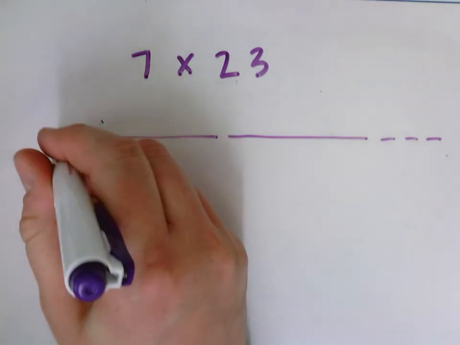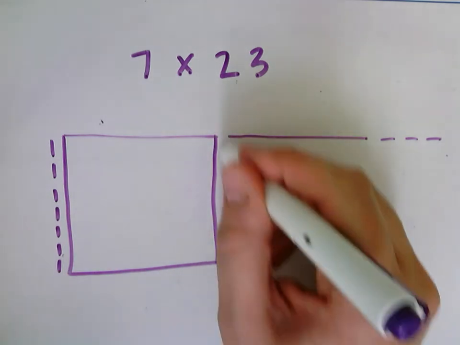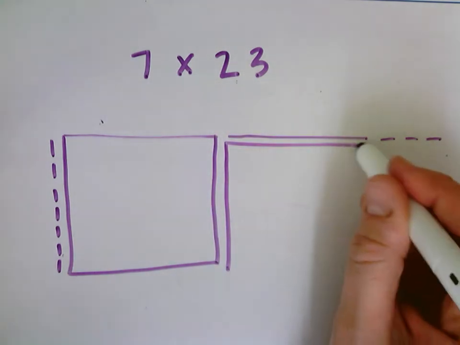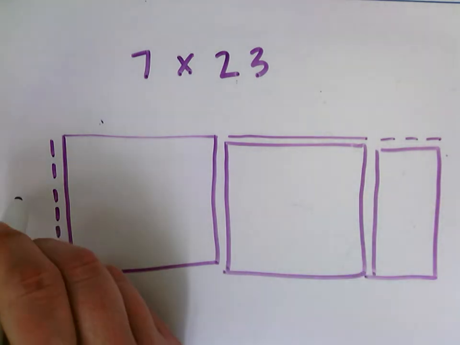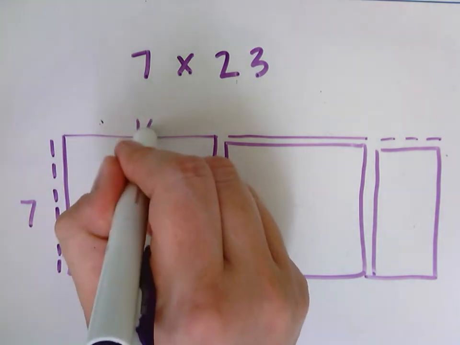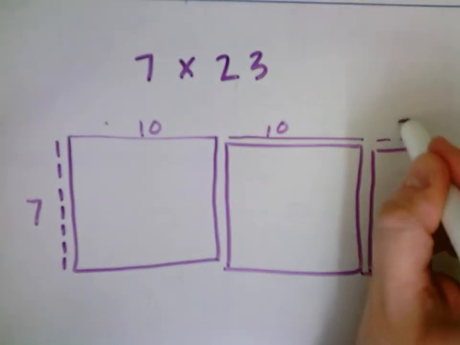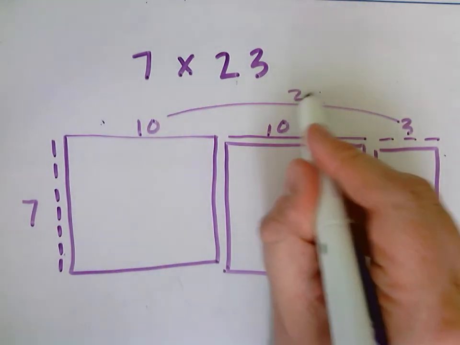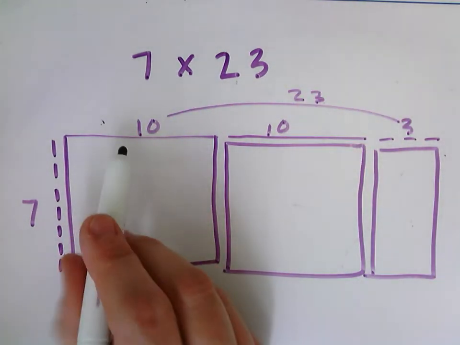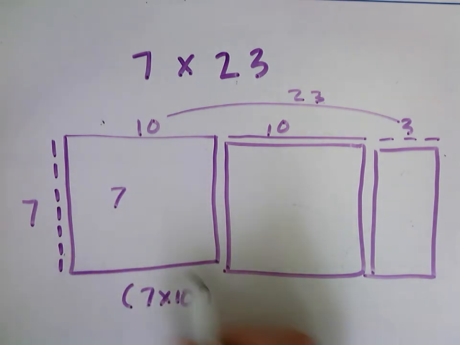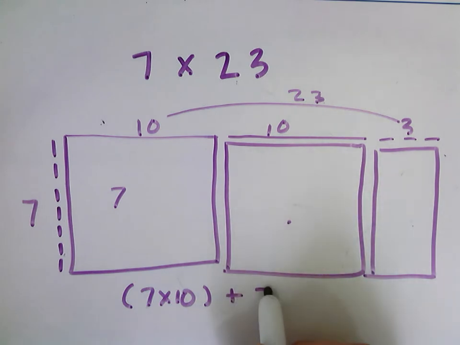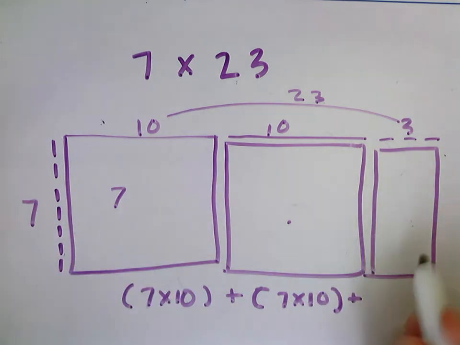All right, so I'm going to have this box of my 10s, this box, and then this one of my 3s. And I'm going to label everything. Here are my 7 groups. This is a group of 10. This is a group of 10, and this is a group of 3, and all together they make 23. So I have 7 groups of 10, which is, let's write it out like this, 7 times 10. My next group would be another 7 times 10. My last group would be 7 times 3. I'm going to find all of those products.